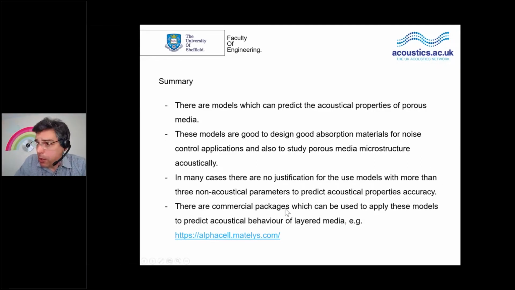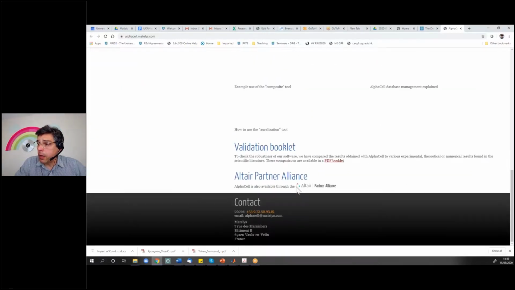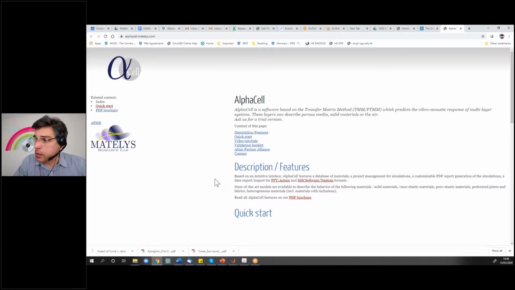There are also commercial packages which can be used to apply this model to predict the acoustical behavior of these materials and layered materials. One particular package I can recommend was developed by a very clever bunch called Matelys. And this is a link to this package. It's called AlphaCell. It's now part of Altair Alliance software. It can do a lot of very interesting things for you, and it can also use the models which I presented in my slides.